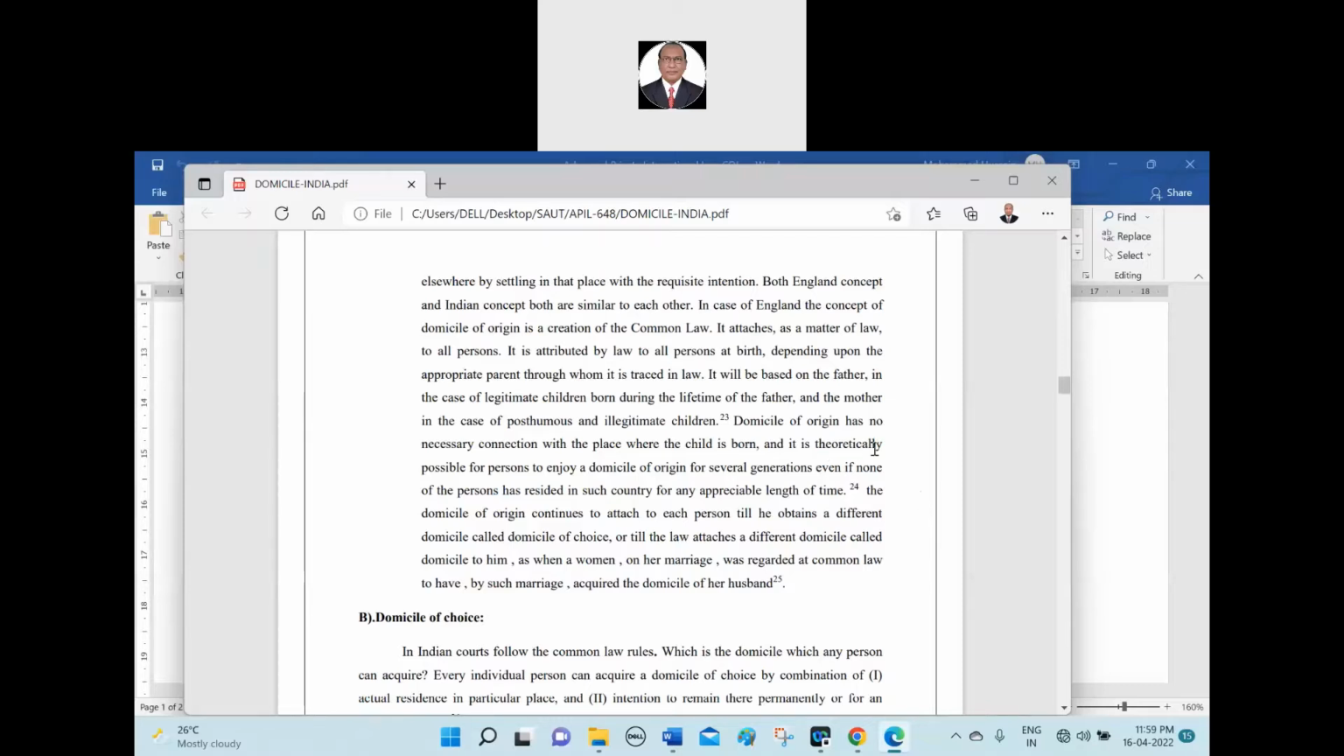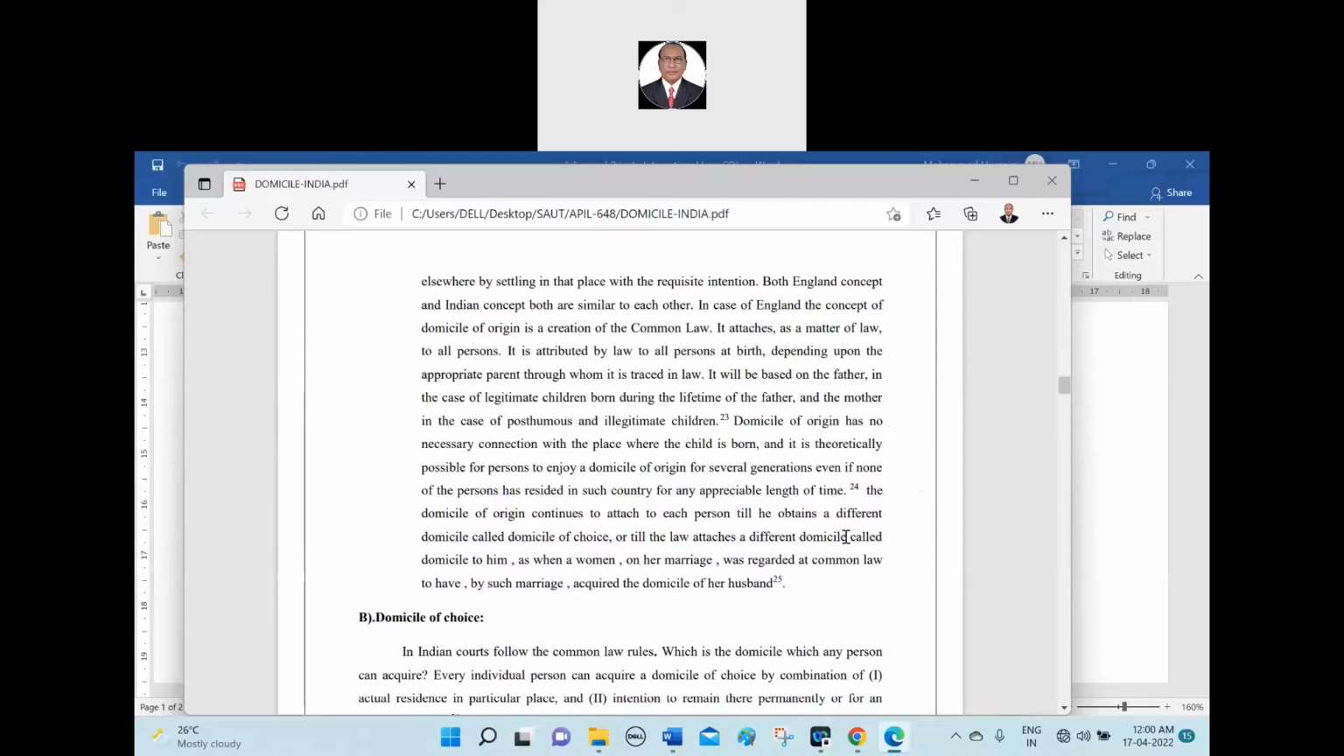And it is theoretically possible for the person to have resided in such a country for any appreciable length of time. Even the length of time that you stayed over there doesn't matter for getting the domicile of that country, because accidentally you were born there and stayed for longer. Unless your father and mother acquire the domicile of the United States of America, at that instance, the Tanzanian domicile will be forgone. The domicile of origin continues to attach to each person till he obtains a different domicile, called the domicile of choice.